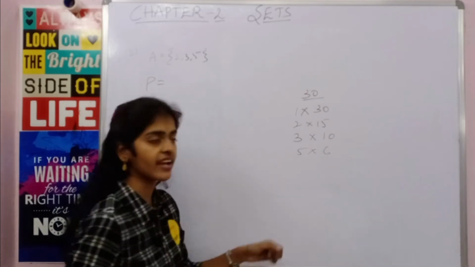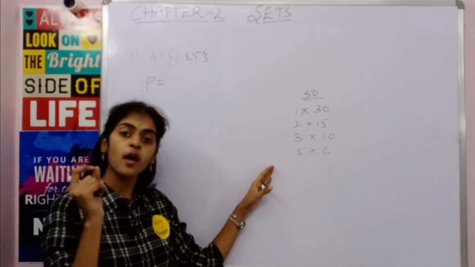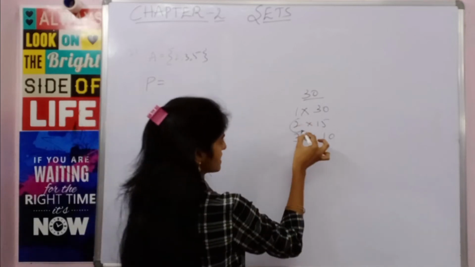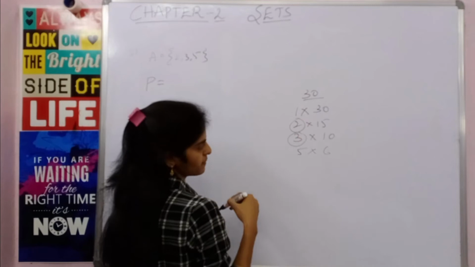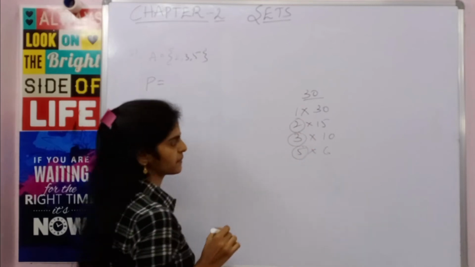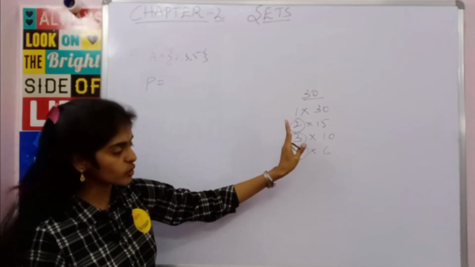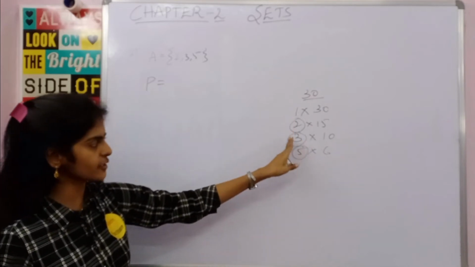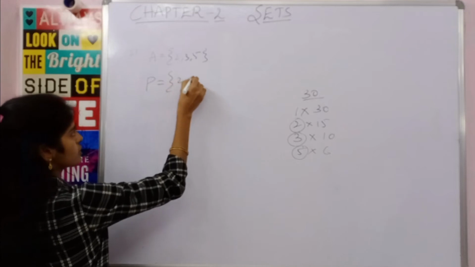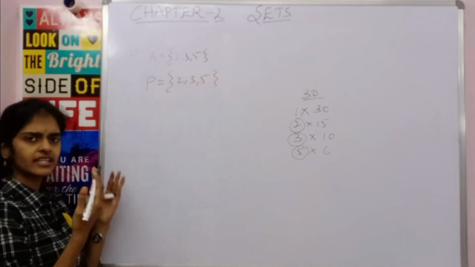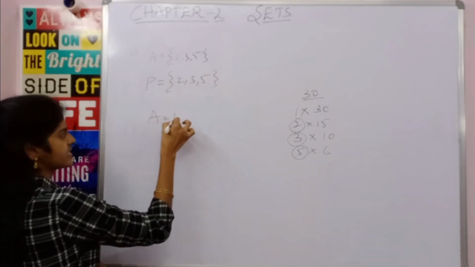So these are the factors of 30, but we want prime factors of 30. 2 is a prime number, 3 is a prime number, 5 is a prime number. Now all these others are composite numbers. So we are considering 2, 3, 5. So P also is a set of 2, 3, 5. Now clearly by just looking you can say that A is equal to P.